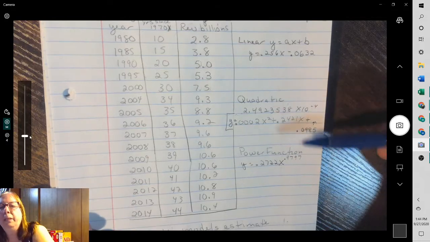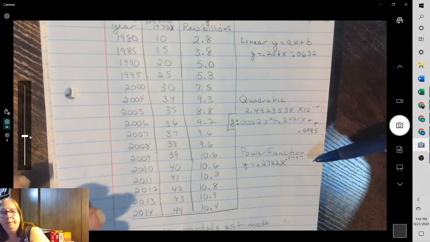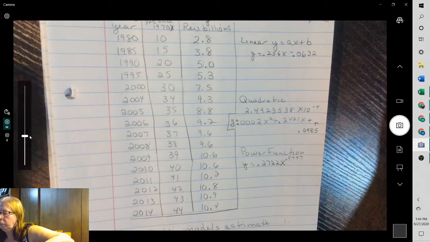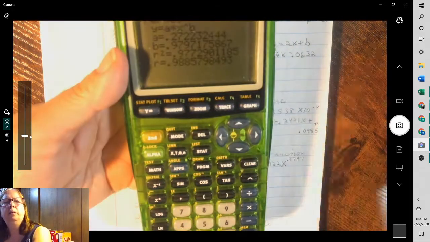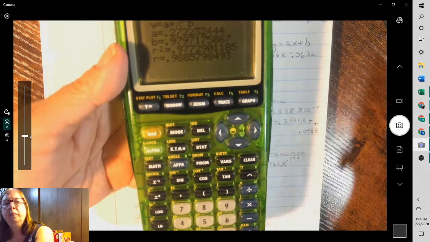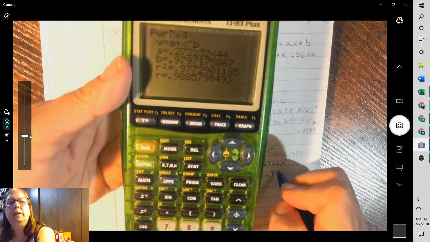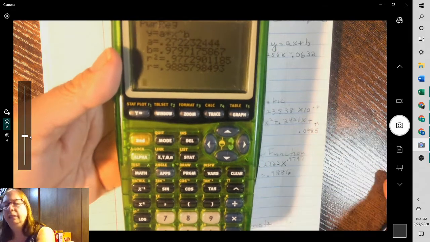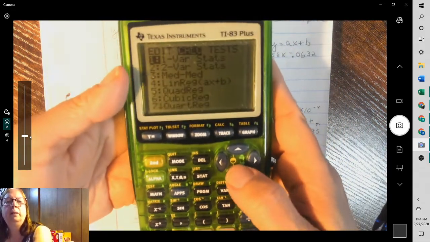What do all these mean? Now this one's pretty close, all three of them. And if we would look at the R value, it tells you how close you are. So this one was 0.9886. I didn't look at the other ones here. Let me do them real quick and we'll find out what they were.